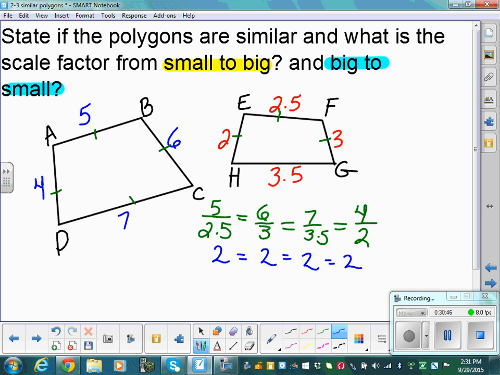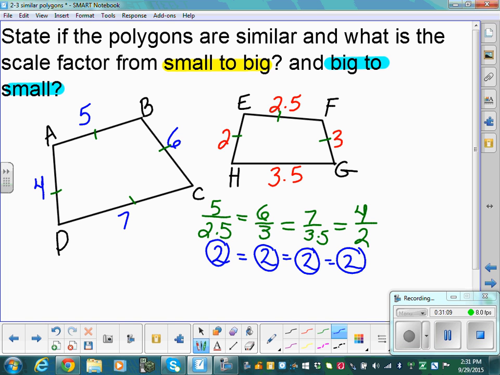Now, even if you got 2.01, you would say not similar. One of them is different. They have to be exactly the same. So if they were not all the same, it's not similar. Throw it out. Okay, so we checked it. Now, in all the cases, all the ratios, we got 2.